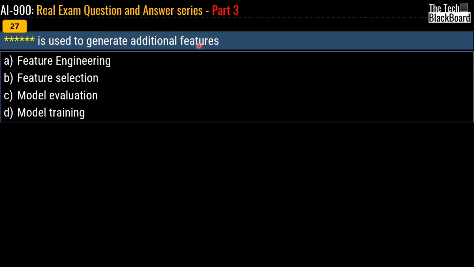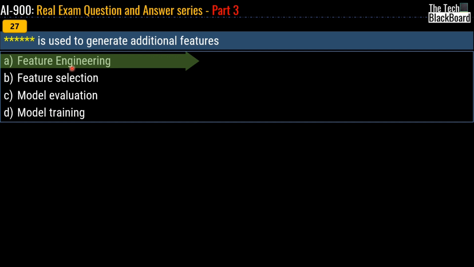Now let's read out our question number 27. This is a fill in the blanks, or complete the sentence, kind of question. It says dash is used to generate additional features. Your options are feature engineering, feature selection, model evaluation, or model training. The correct answer for this question is option A, feature engineering.